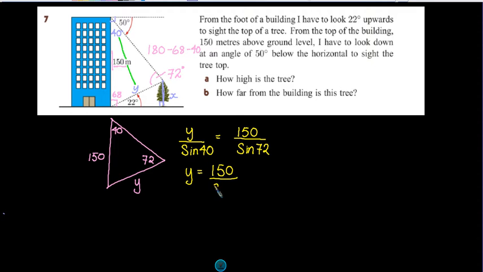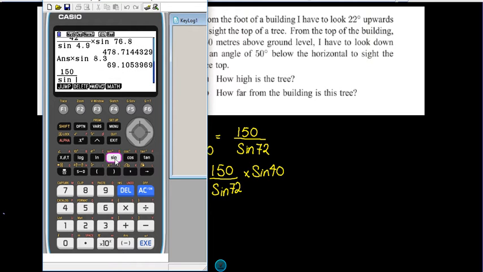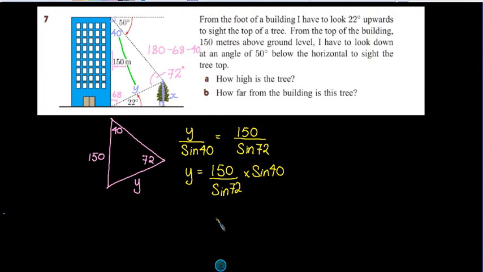So if you've unpaused because you were stuck, same as before, get rid of the divide by sine 40, times by sine 40. Go to the calc, 150 over sine 72 times sine 40. Oops, didn't put my times in there, as we'll have a bit of a conniption. So 101.38. That's this length up here.